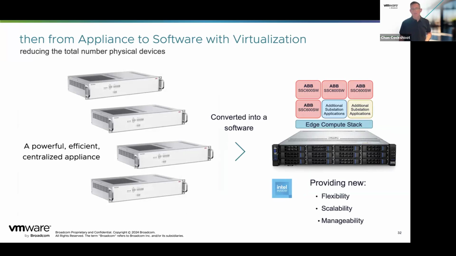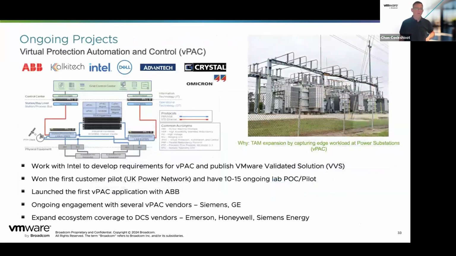That partnership is called the Virtual Protection, Automation and Control Alliance, or VPAC. And you'll see some large industry players there. From a hardware perspective, you have Crystal and Advantech. You may not have heard of them, but they're big industrial PC manufacturers. Dell, Intel, and we work with ABB, who work together in the alliance to develop the requirements. There are published VMware validated solutions out there that mix the centralized stack with the near and far edge, the primary and secondary substations, like you saw in manufacturing.